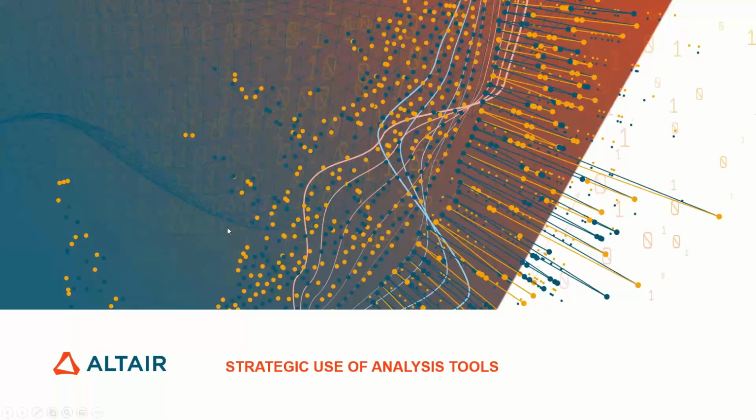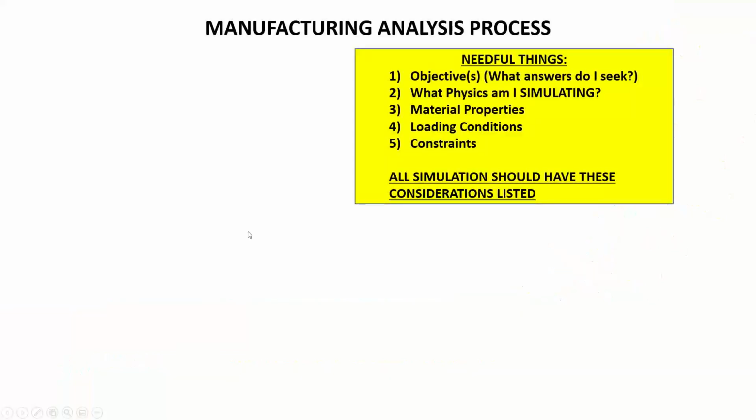So let's dive in. Once again, this is our manufacturing analysis process. We think about the things that we need. What is it that I'm trying to simulate? What's the objective? What are the answers that I need to get? By understanding what I'm trying to seek, I can understand what physics I'm trying to simulate. From there, I can delve into things like material properties, loading conditions, constraints. Essentially, it's the same idea as the free body diagram, just extended.